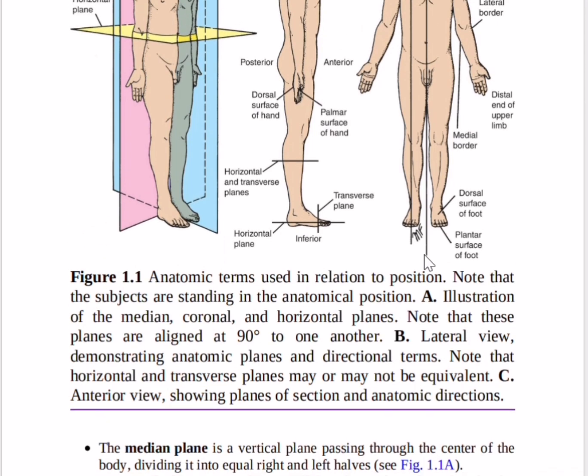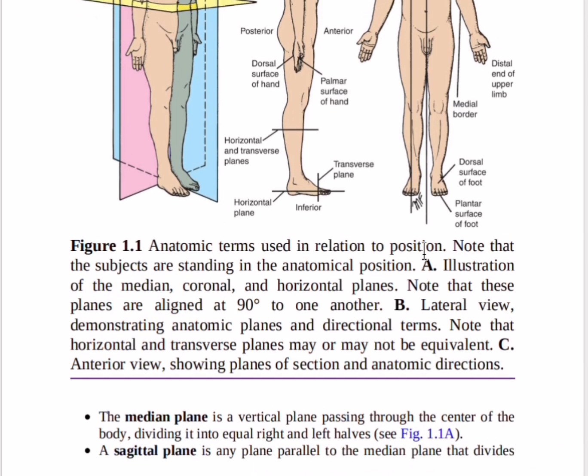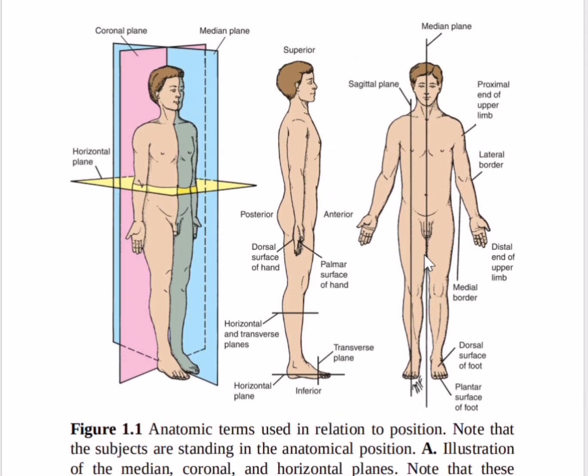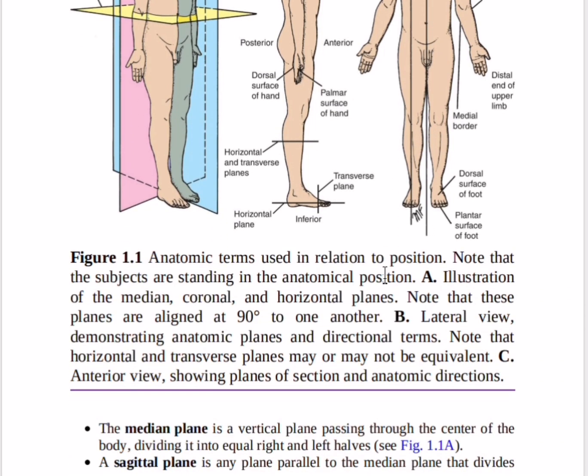So the median plane now is a vertical plane passing through the center of the body, dividing it into equal right and left half. So it's only called a median plane if it goes on the middle of the body, right? Dividing it into equal left, equal right, right?